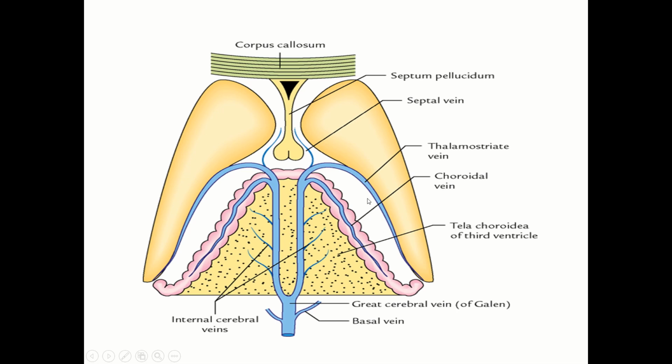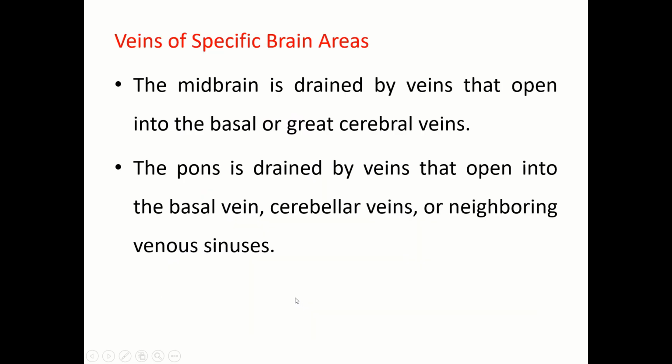You can see here, this is the thalamostriate vein and this is the choroidal vein, and you can also see this is the septal vein. All the three join to form the internal cerebral vein, which joins beneath the splenium of the corpus callosum to form the great cerebral vein of Galen, and you can see the basal vein draining into the great cerebral vein of Galen.